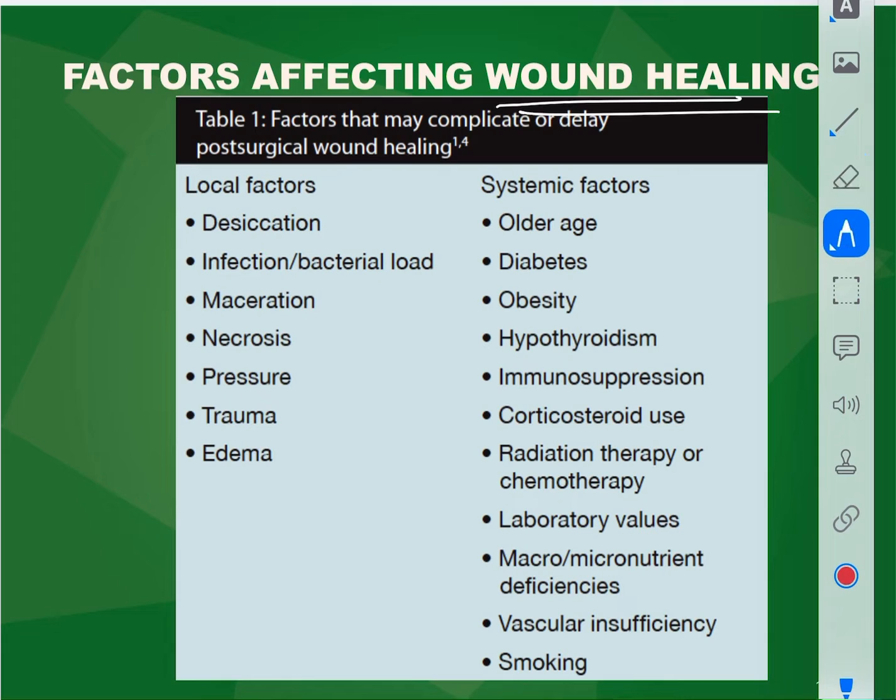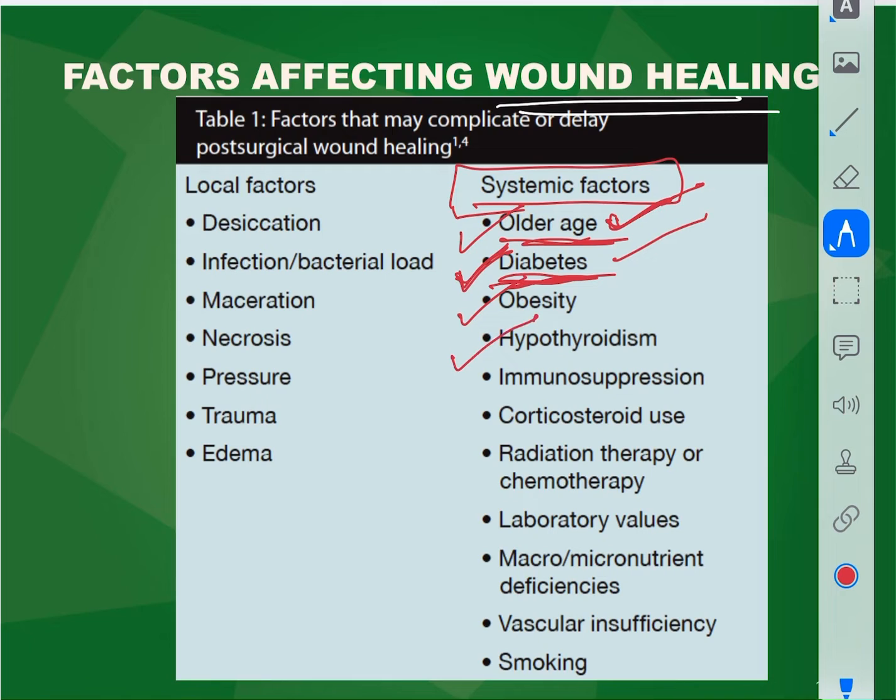Okay, now what are the systemic factors which will affect wound healing? One is the age. In younger patients, healing would be very fast as compared to older age. That is because the blood vessels would be atherosclerosed in the elderly. The blood supply to the wounds would be limited. Diabetes, everybody knows diabetes, the wound healing is very poor. Obesity also hampers wound healing.